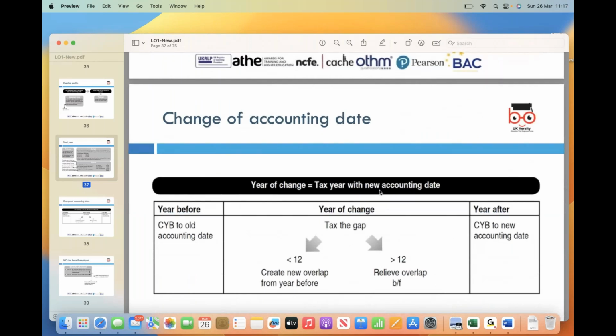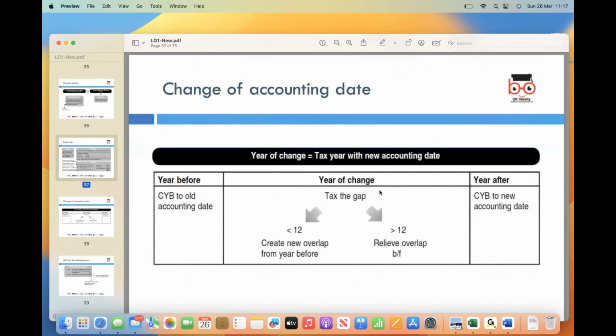Okay, so change of accounting date. When there is a change in accounting date for a business, the year of change is the tax year in which the new accounting date is adopted. So for the year before the change in accounting date, the basis period is the period up to the old accounting date. For the year of change, the treatment of overlap profit depends on the length of the accounting period ending in the year of change.